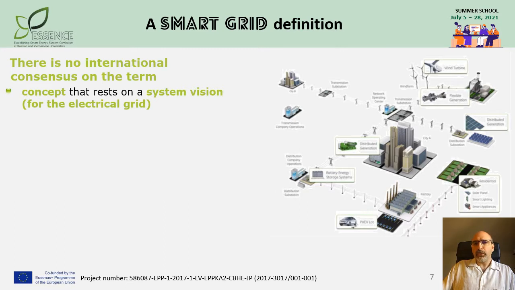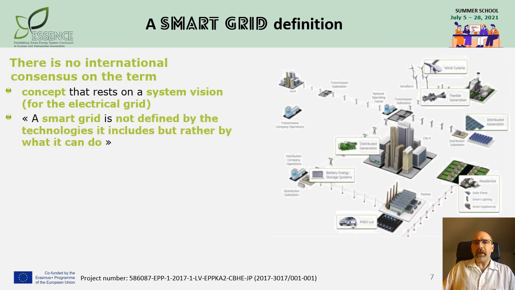In this new landscape is coming a revolution that is called smart grid. So what is a smart grid? In fact, there is an issue because there is no clear international consensus on the term. And so from my viewpoint, and I'm relying on EU definitions, it's really a concept that rests on a system vision. And the system means the power system and all the customers and everything connected to the grid. So as well, smart grid is usually really related to the electrical grid.